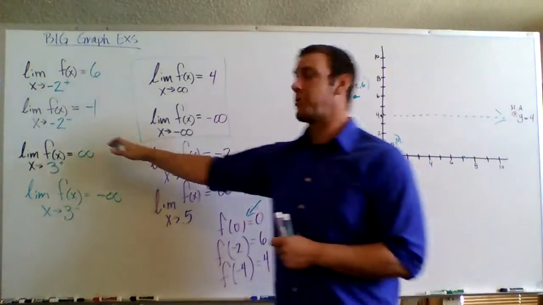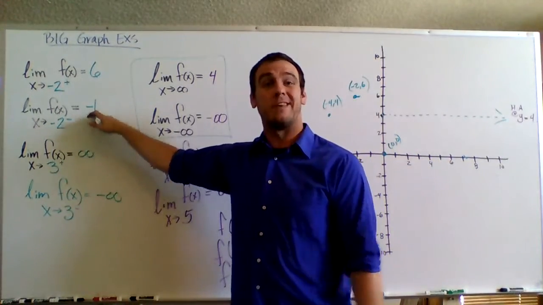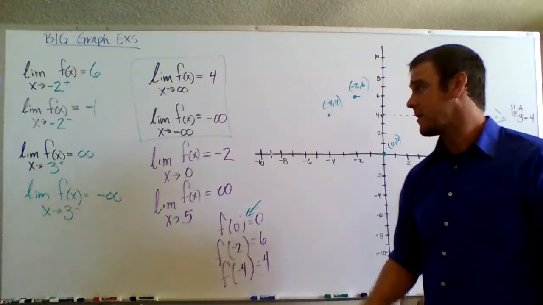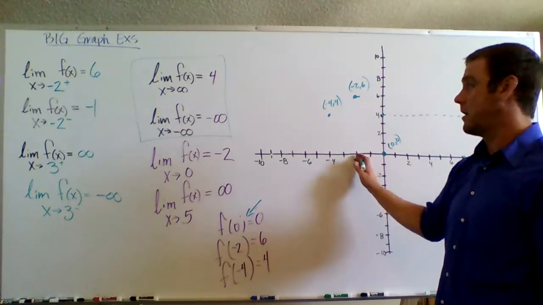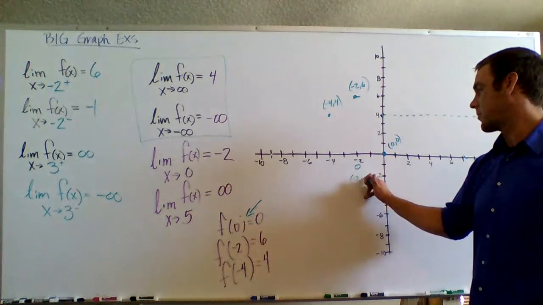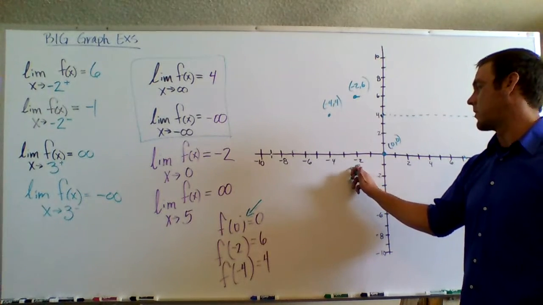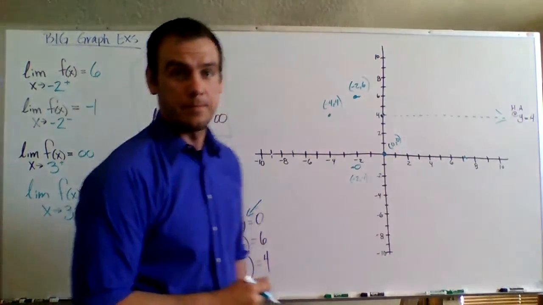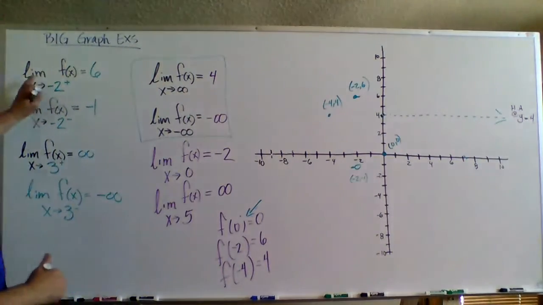Okay, here as we approach negative 2, though, from the left, our y value is going to be getting closer and closer to negative 1. So, negative 2, negative 1. Okay, we're going to approach that from the left, so I'm going to draw a little line coming out of it from the left side. So we've got this one, this one.